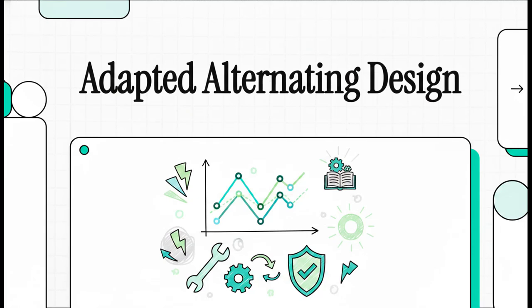Welcome to the Explainer. Today, we're giving your experimental design tool belt a massive, high-level upgrade, mastering the adapted alternating treatments design for the BCBA exam. If you've been studying, you already know that Domain D, experimental design, is notorious for being one of the absolute most grueling sections. It's the section that literally demands you to think not just like a clinician, but like a rigorous scientist.